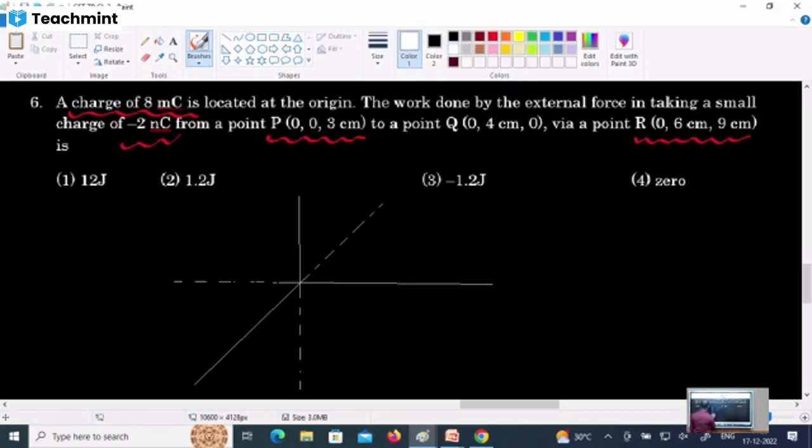So this is your x-axis, this is your y-axis, and this is your z-axis. Now you know which point is which one. Point P is at 0, 0, 3. This is point P, 0, 0, 3.